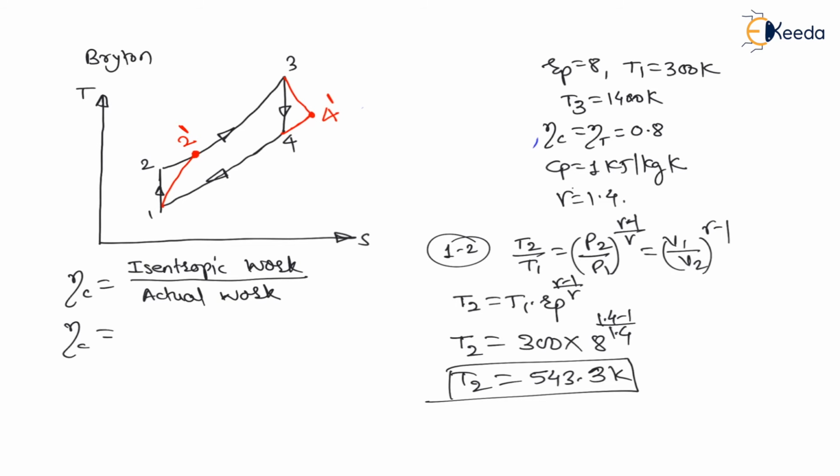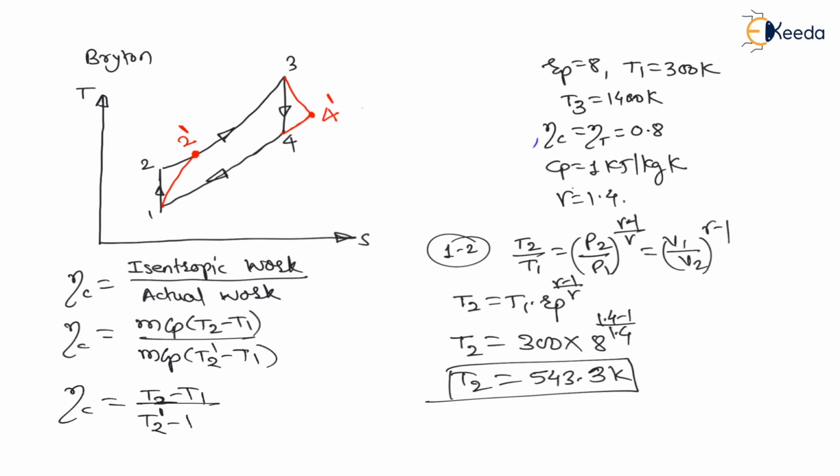Therefore, efficiency of compressor is equal to isentropic work, 1 to 2, which is nothing but mcp (T2 minus T1), divided by actual work, 1 to 2 dash, which is mcp (T2 dash minus T1). Therefore, mcp will get cancelled, and efficiency of compressor is equal to (T2 minus T1) divided by (T2 dash minus T1). Now, make a note that efficiency is always less than 100%. It is given 0.8. Therefore, in the numerator there must be the minimum temperature difference, in the denominator the maximum temperature difference. So T2 minus T1 is less than T2 dash minus T1.